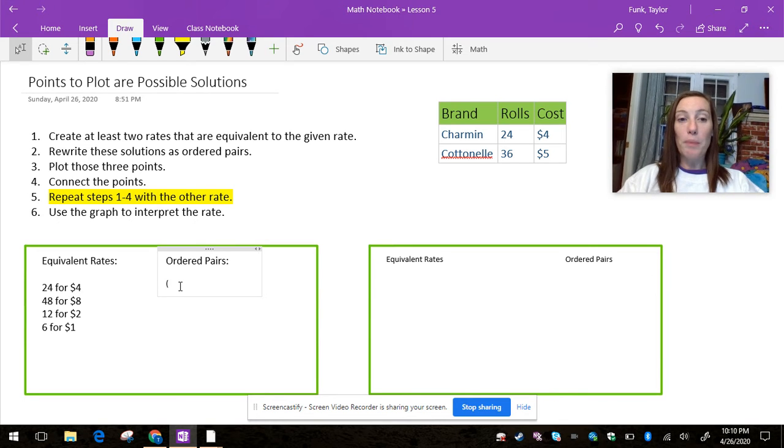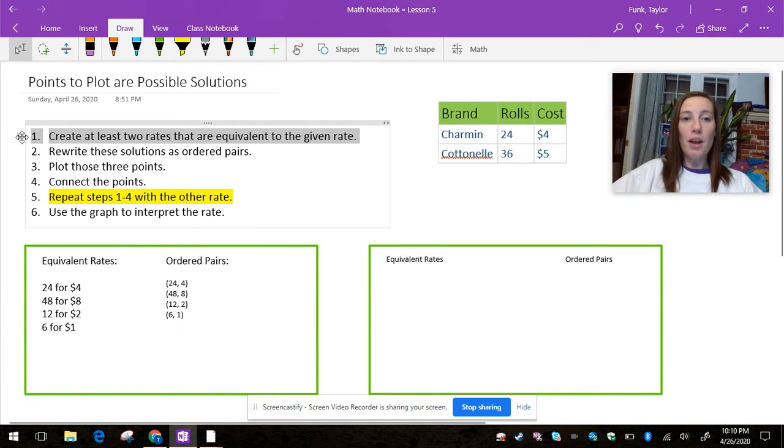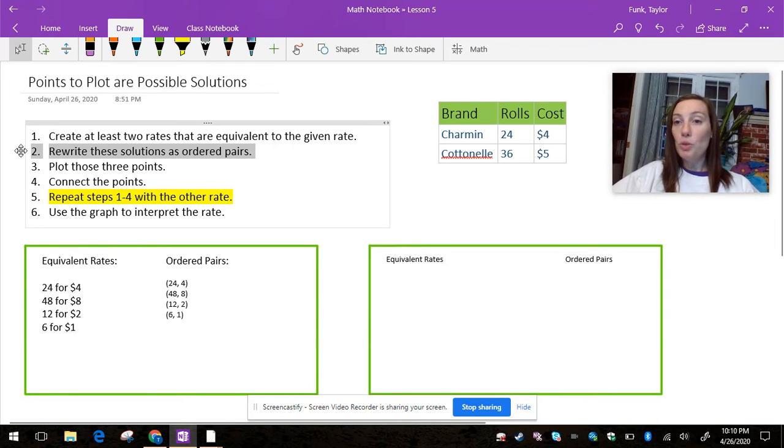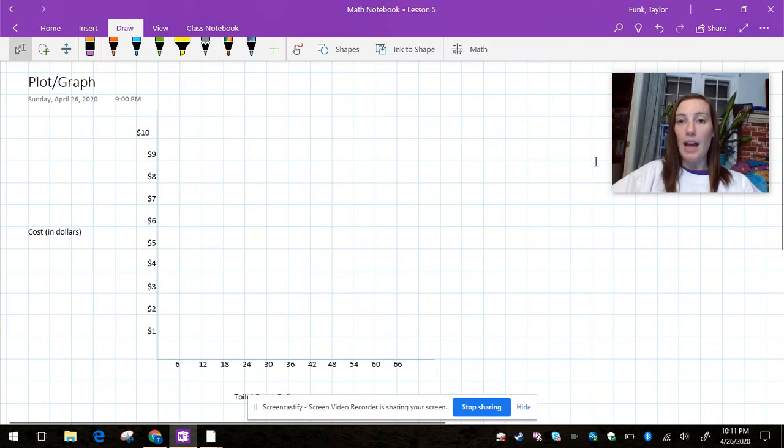So my ordered pair is 24, 4. And then hopefully you remember that when I graph ordered pairs, I think over and up, and that's what we're going to do in a minute. So this becomes 48, 8. And I just want to make sure that I'm keeping rolls on the same side and dollars on the same side. 6, 1. All right, so we've done step 1. We created equivalent rates. Equivalent, they mean the same thing. We did step 2. We rewrote the solutions as ordered pairs. I'm going to copy and paste this over to my next page because we're going on to step 3, which is to plot those points.